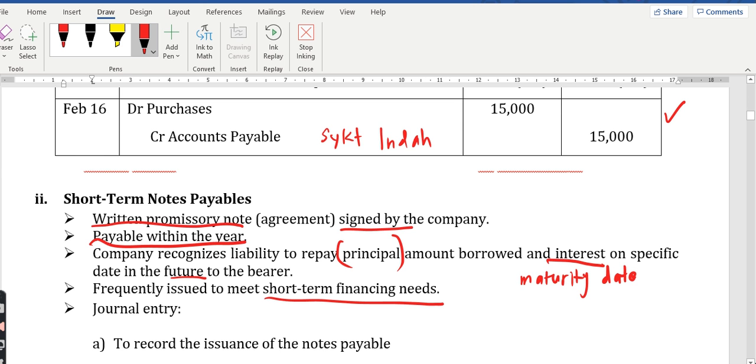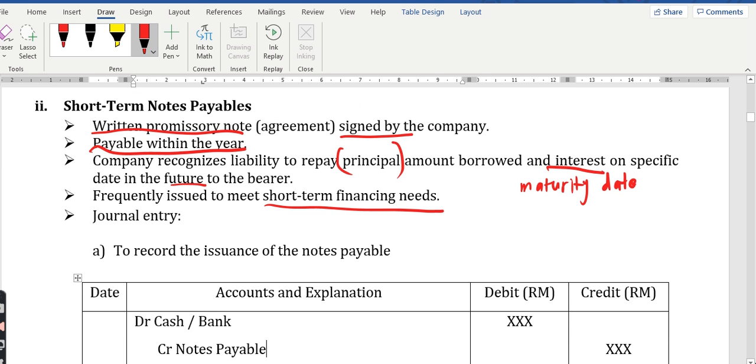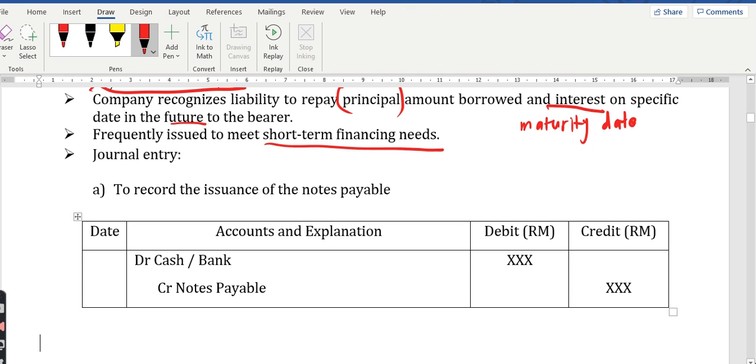So you will issue a notes payable. If you were to issue the notes payable, you will do 2 journal entries. One is during the issuance of the notes payable, that is on the day that the notes payable is issued. On the day you issue the notes payable, that is when we borrow, so you receive the money on that particular date. That means we will debit bank and we will credit notes payable.